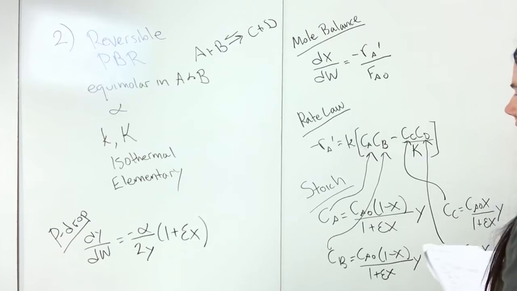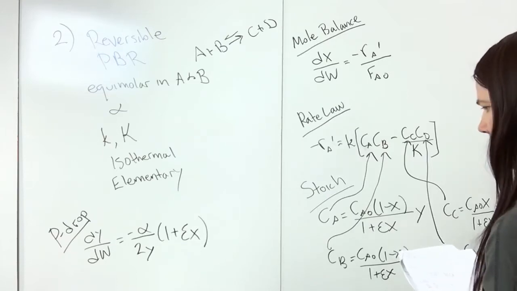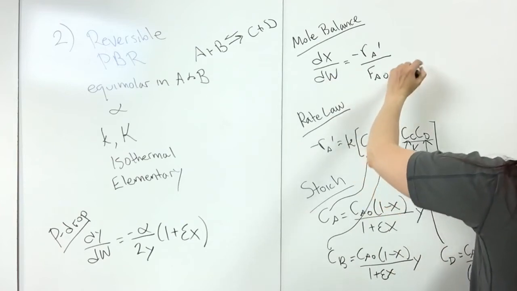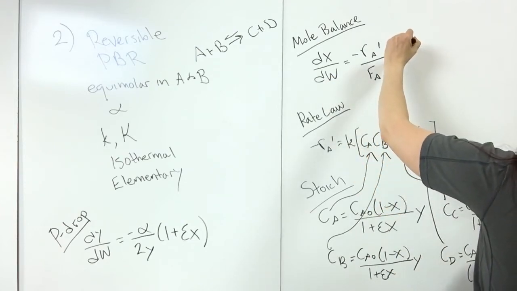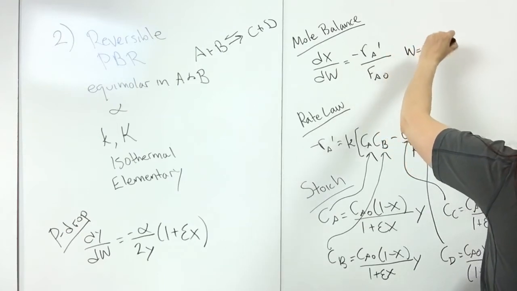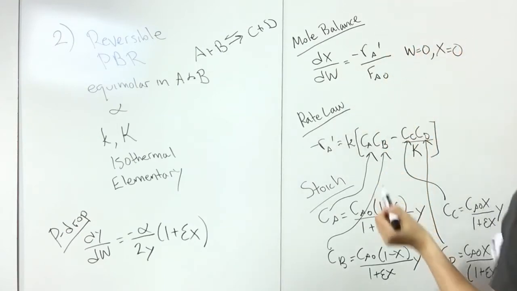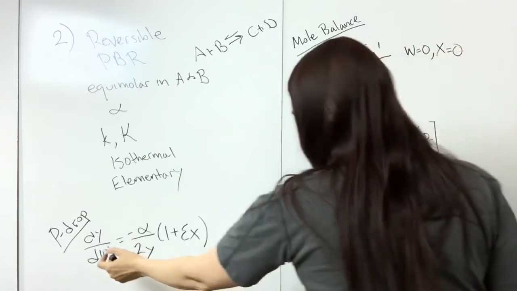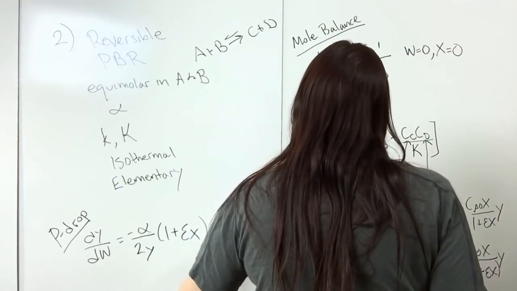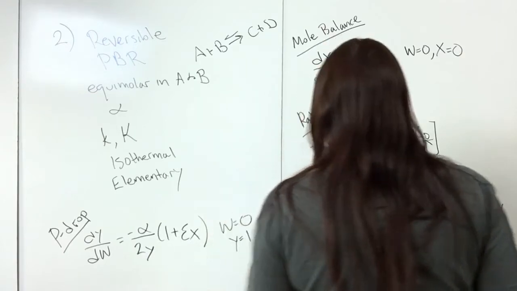And then for the ODEs, you need to write down what you're solving them at. So for instance, for dX/dW, when W is 0, X is 0. And for dY/dW, when W is 0, Y is 1.